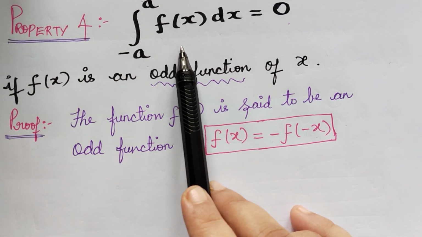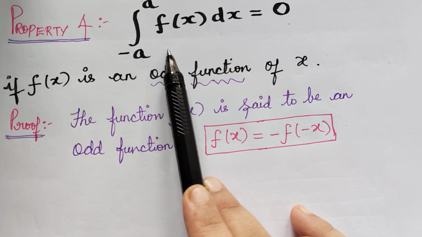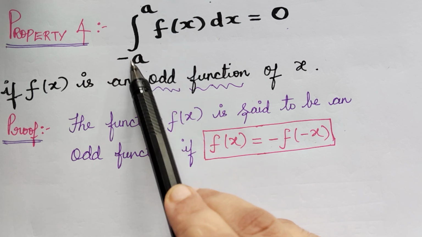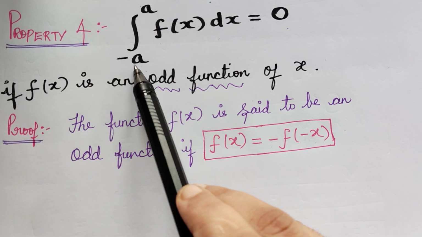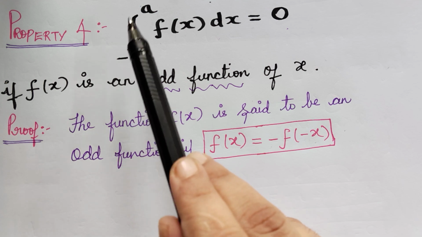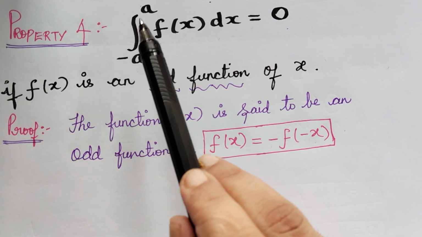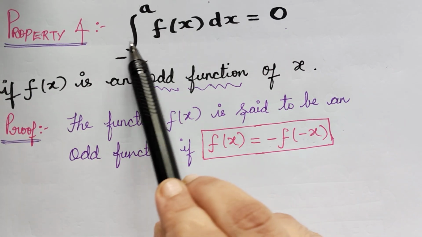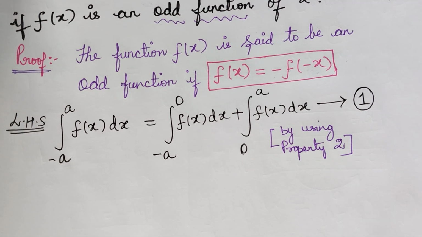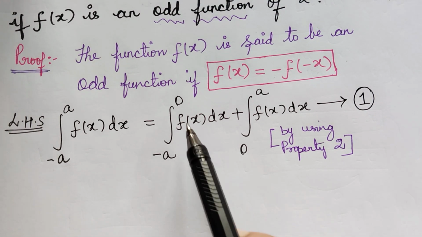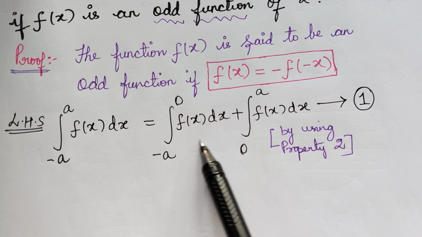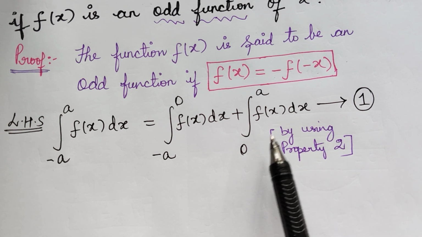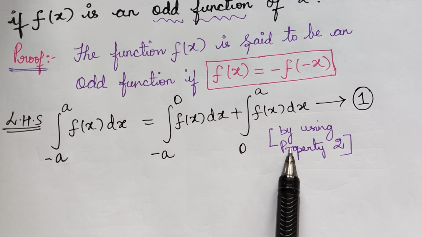Now, in order to prove this property, as we did while proving property 3, in the same way, we will be splitting up this integral minus a to plus a as minus a to 0 and 0 to a by using property 2. I have explained this while proving property 3, so kindly go through it once again to understand how I am splitting up this integral. So this integral can be split up and written as minus integral minus a to 0 f of x dx plus 0 to a f of x dx, and let us mark this as equation 1, and this we have split up by using property 2. I hope you would have understood how we are splitting this up.